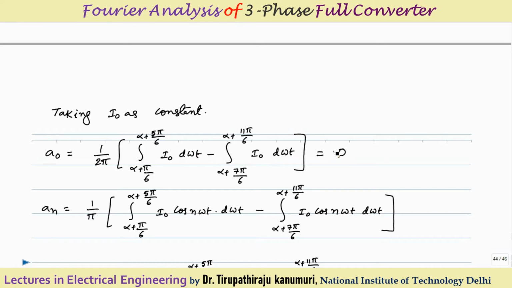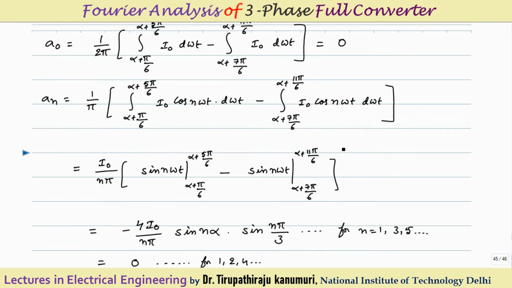If you do the integration, you will get it as 0. We can tell the net DC component will be equal to 0. So that is the advantage here. The transformer secondary will not get saturated even though you are using the star connection. I have explained the same thing in the last class also, and here is the proof. The net DC component is 0.